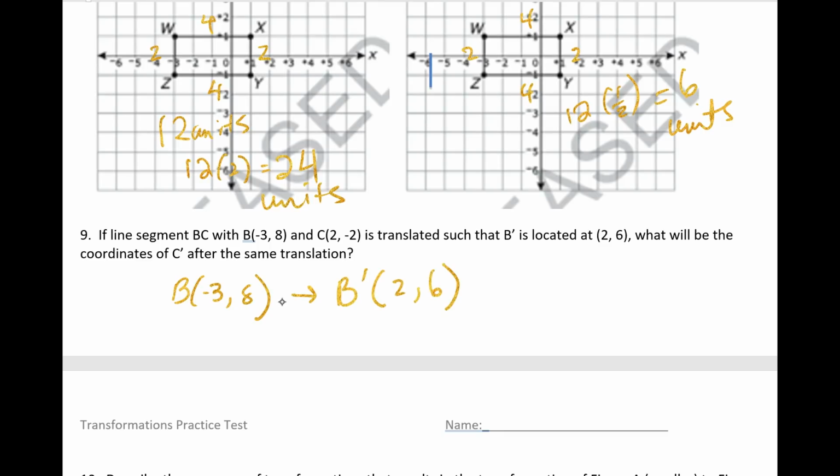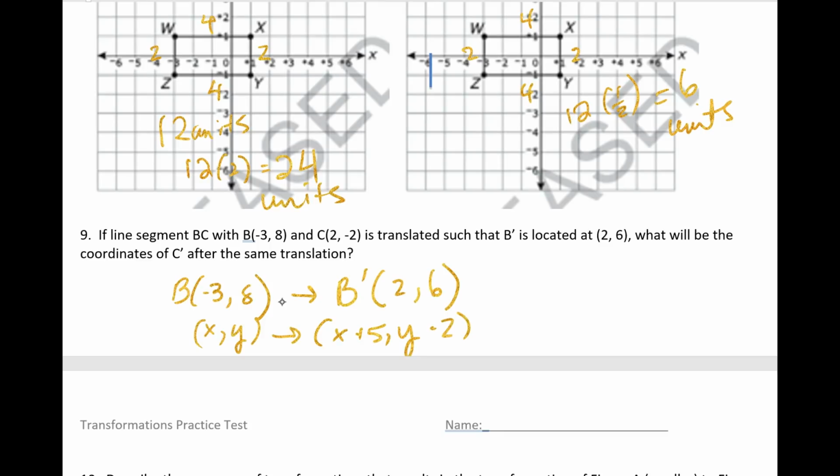So how does -3 become 2? Mathematically, you can do 2 minus -3 to see what you got. You can work backwards. That means 2 minus -3 is 5. So we went from x, y to x plus 5, comma. And then y, how does 8 become 6? Well, 6 minus 8 is -2. You subtract 2.